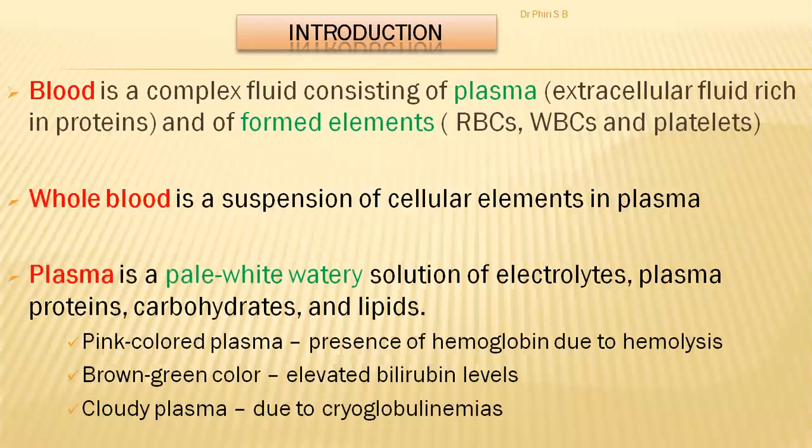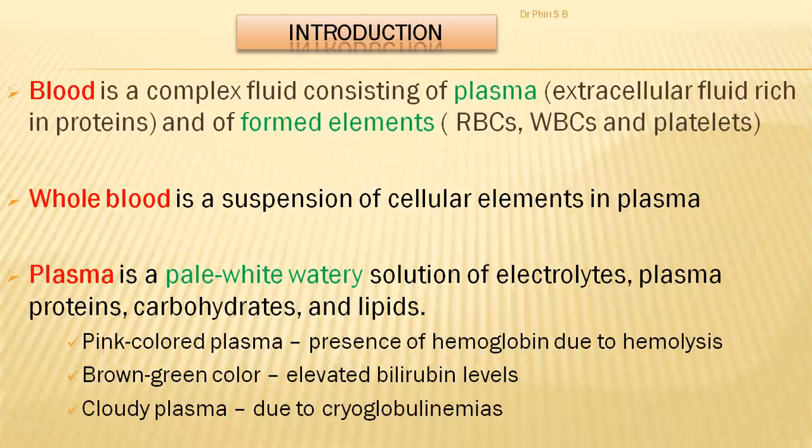Plasma in itself is a pale white watery solution of electrolytes. So you have plasma proteins, carbohydrates, and lipids. So this plasma will contain electrolytes, plasma proteins, carbohydrates, and lipids. So in general, the normal color of plasma is a pale white watery solution. So it starts to look pale white.